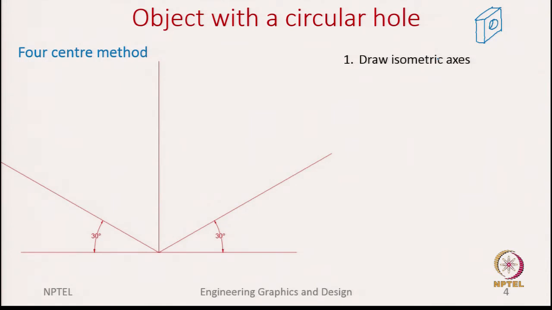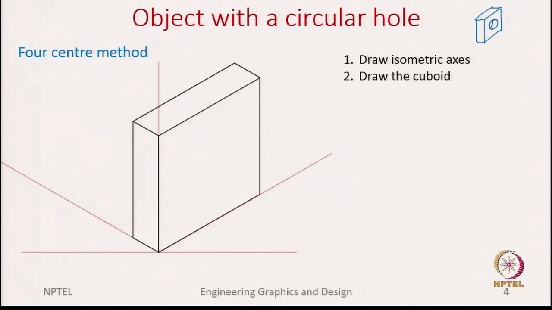So, first we will again draw the isometric axis, and second I will draw the block because we have already seen in the previous 2 examples how to draw a simple block. So, we will draw this block, which I call here the cuboid, because all the 6 faces of this block are parallel to at least one of the principal planes.